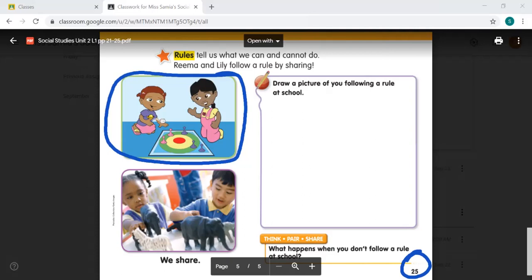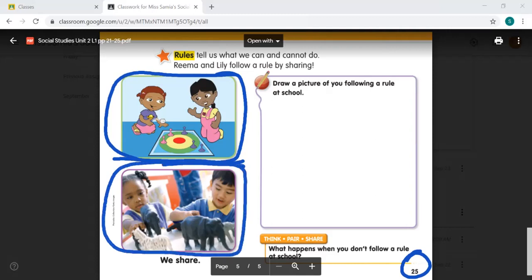What does it look like they're doing? Well, it looks like they're taking turns, right? That is how they solved their conflict. So they're following a rule, taking turns. So we have one more rule down here that we didn't talk about.